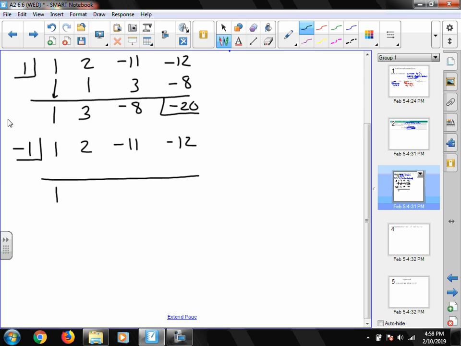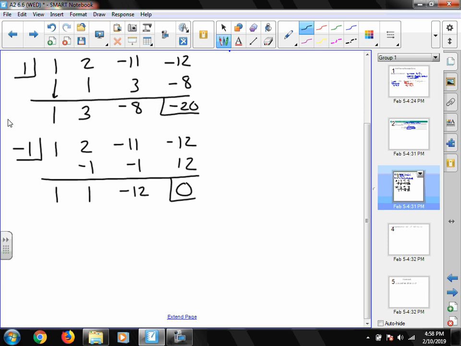Drop my 1 below the line again, -1. I'm going to go 1. I'm going to go -1. I'm going to go -12 times a -1 gives me a positive 12, which gives me 0. And just like that, I now have one of my zeros. -1 is a 0.